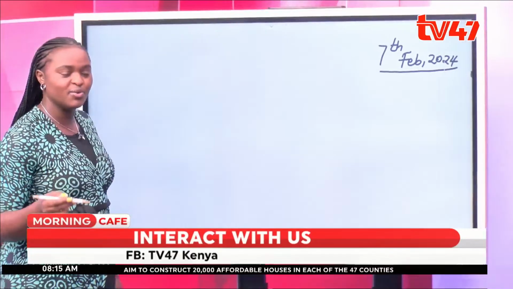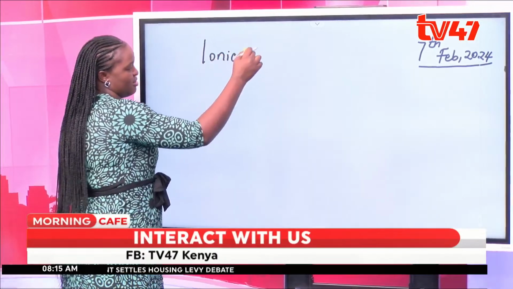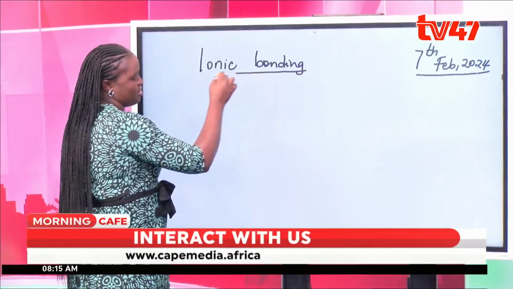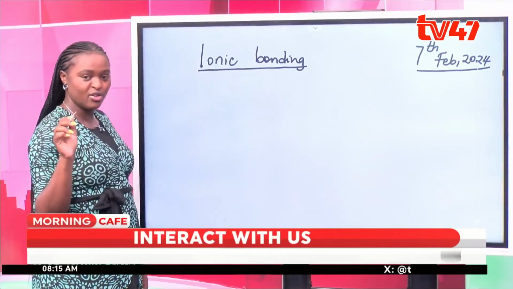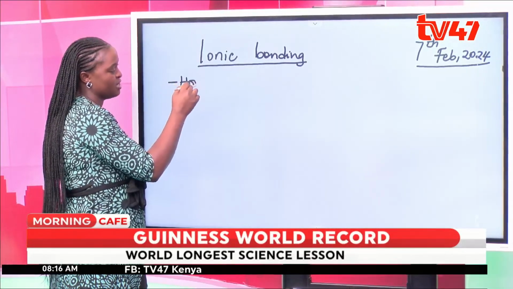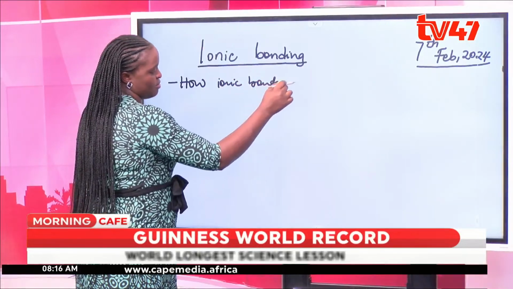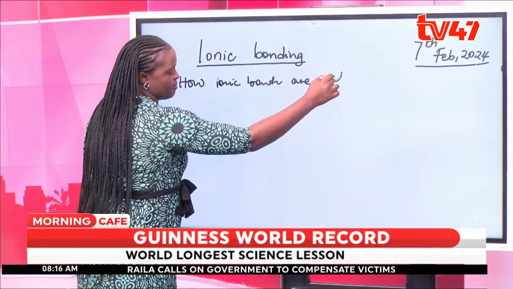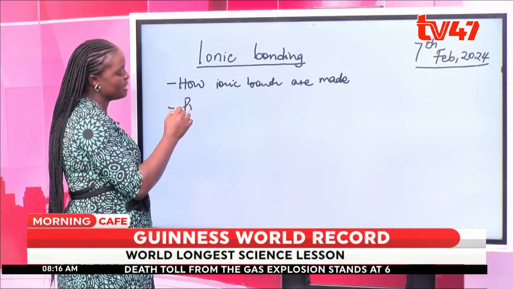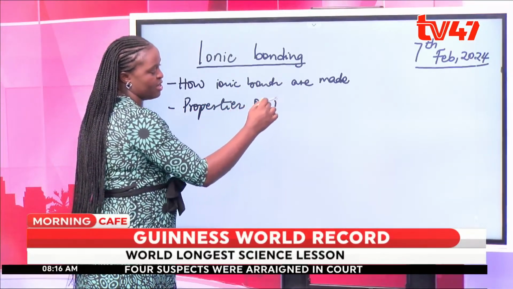And today I want us to look at ionic bonding. By the end of the lesson, I want us to be able to explain how ionic bonds are formed, and the properties of ionic compounds.